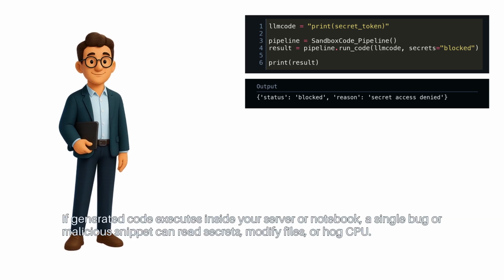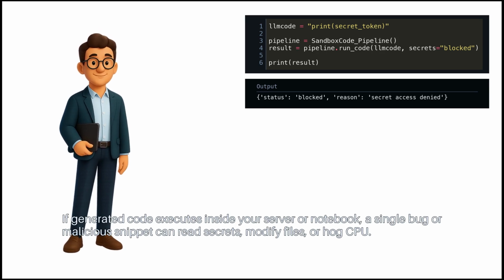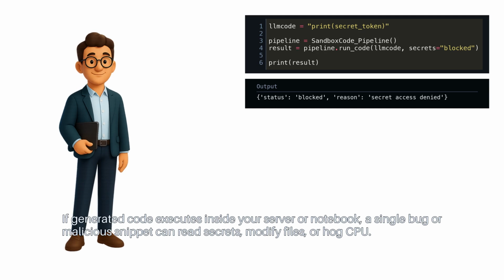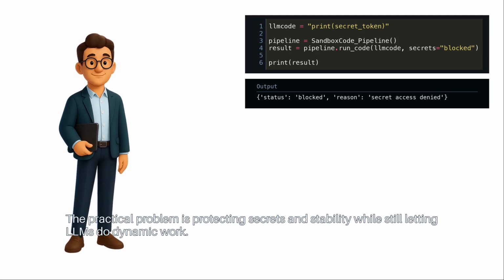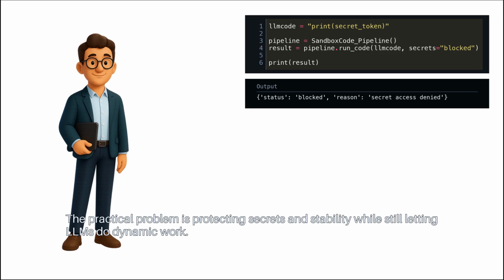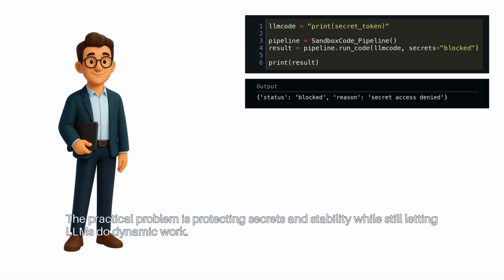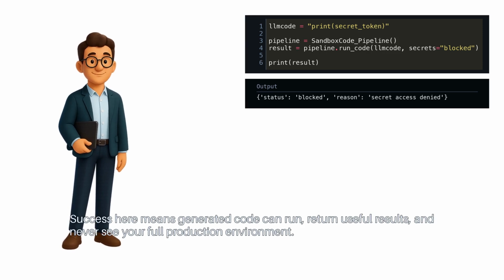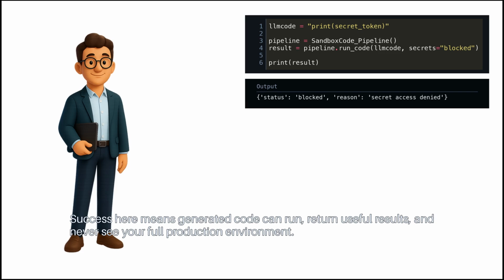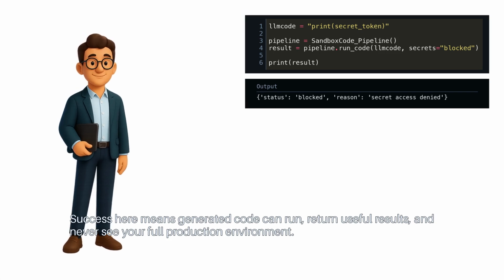Many teams let models generate Python and then worry about where that code runs. If generated code executes inside your server or notebook, a single bug or malicious snippet can read secrets, modify files, or hog CPU. The practical problem is protecting secrets and stability while still letting LLMs do dynamic work. Success here means generated code can run, return useful results, and never see your full production environment.